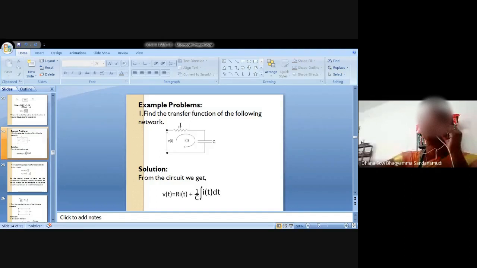Okay. So for this circuit in time domain form, you can write an equation, isn't it? With respect to the input, this is nothing but our Ohm's law. According to Ohm's law, you can write V of t as what?